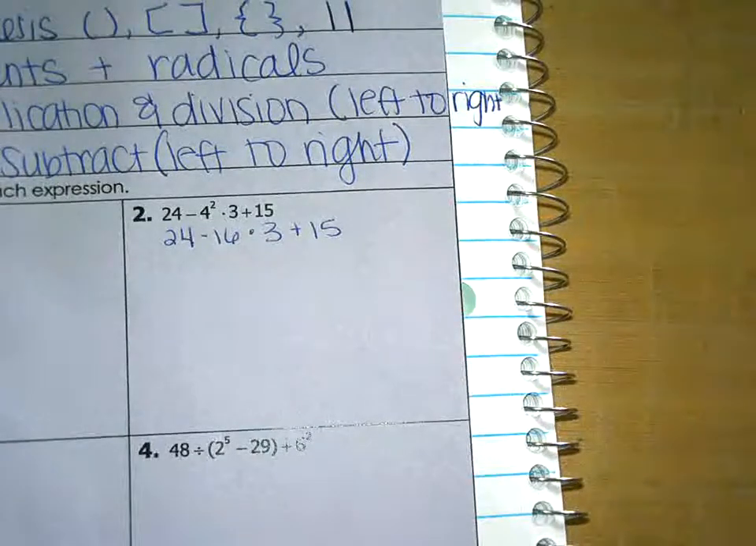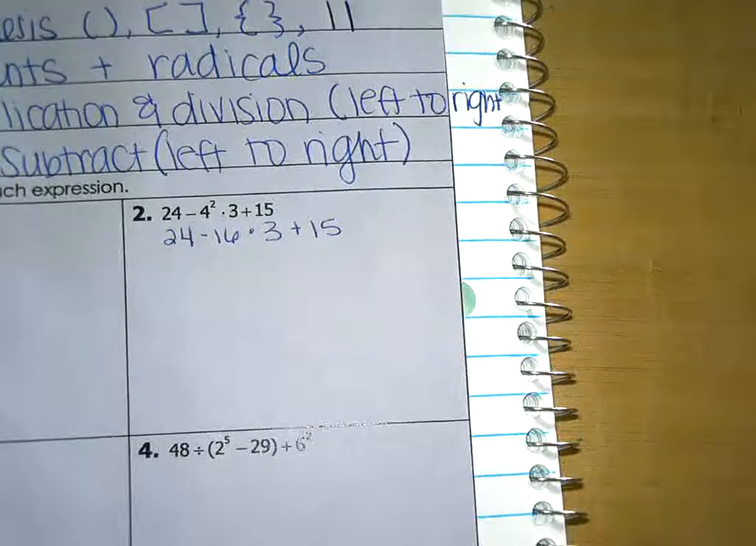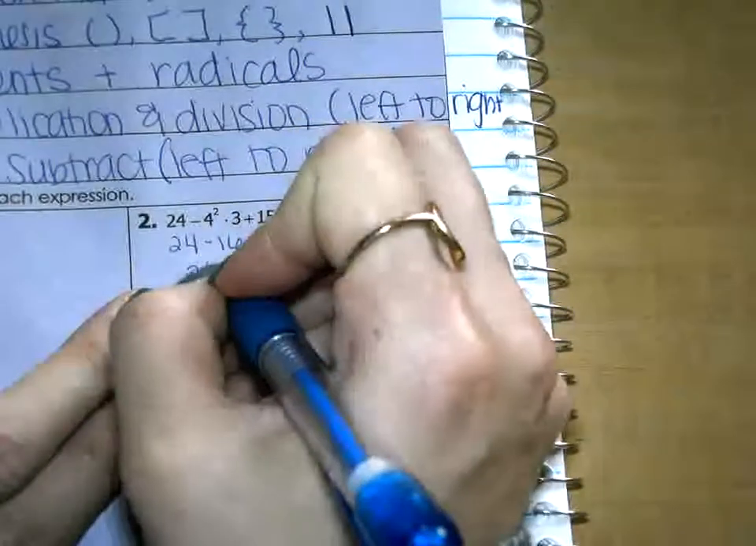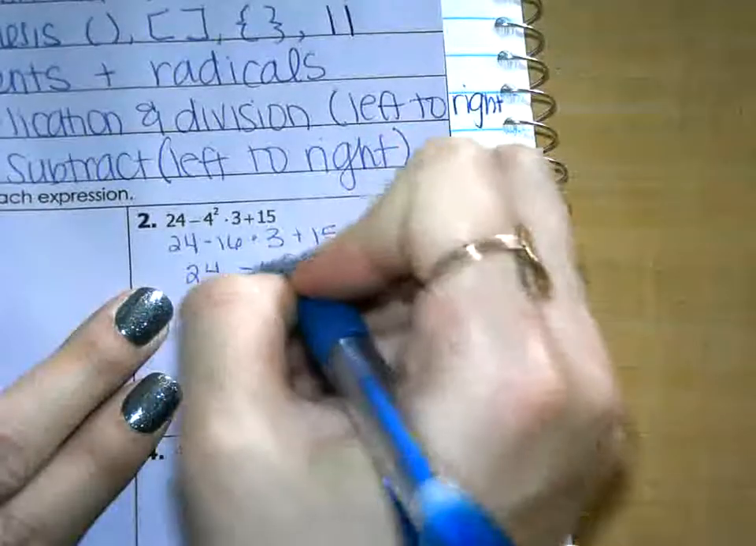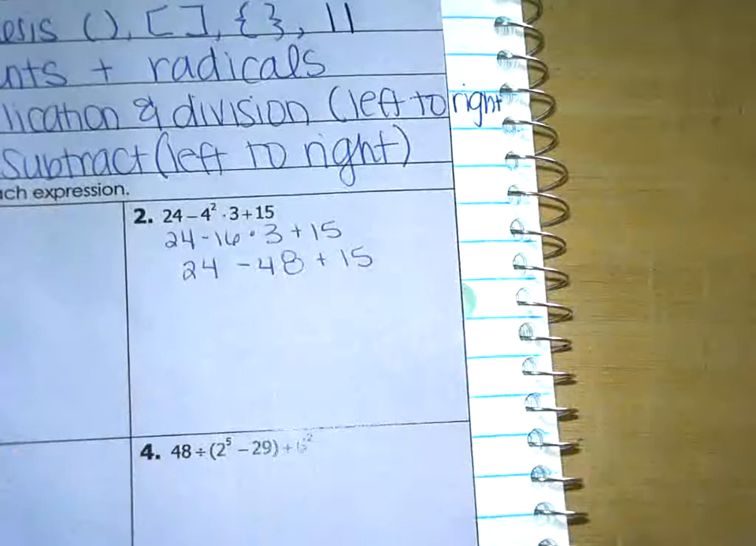I'm not doing multiple things at once. I solve one problem, write it down, copy everything with it. What now? Multiplication. Good. Everyone do 16 times 3. What's 16 times 3, everyone? 48. So I have 24 minus 48 plus 15.